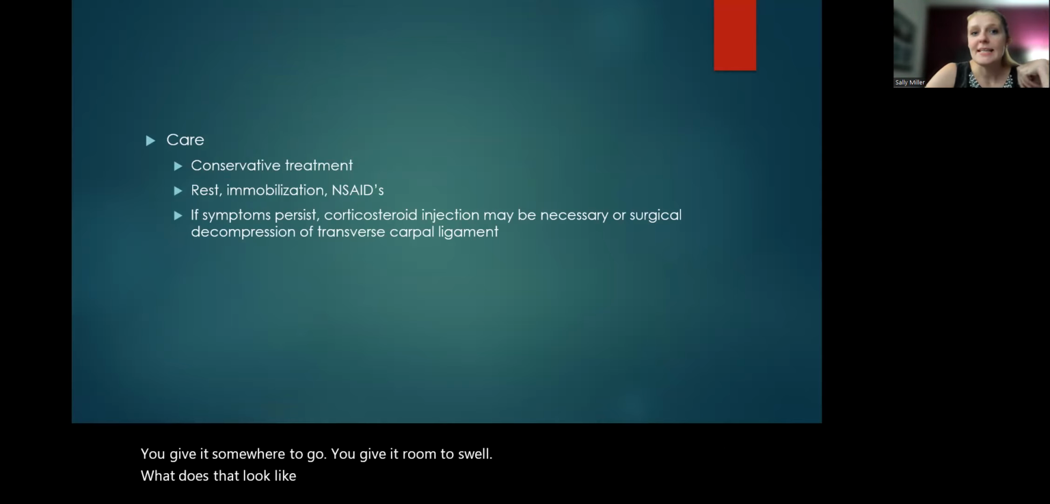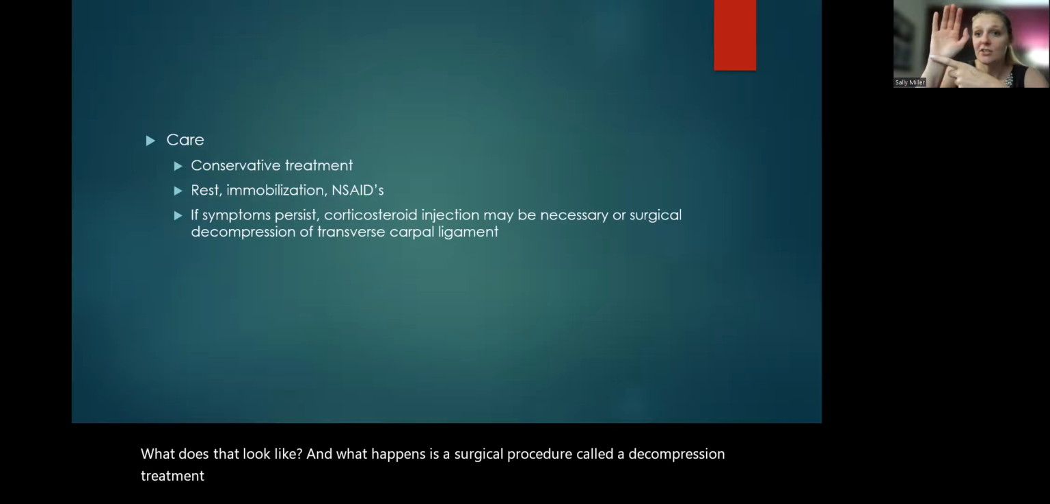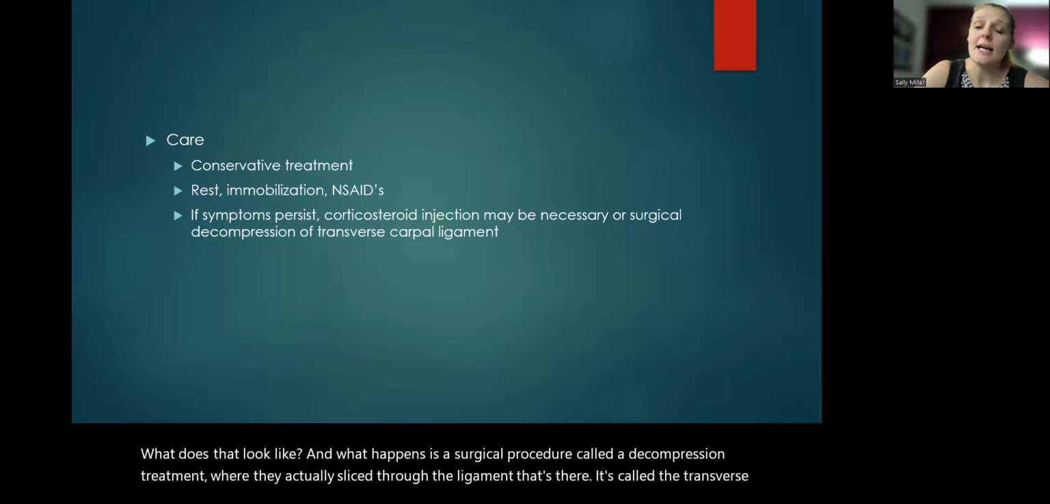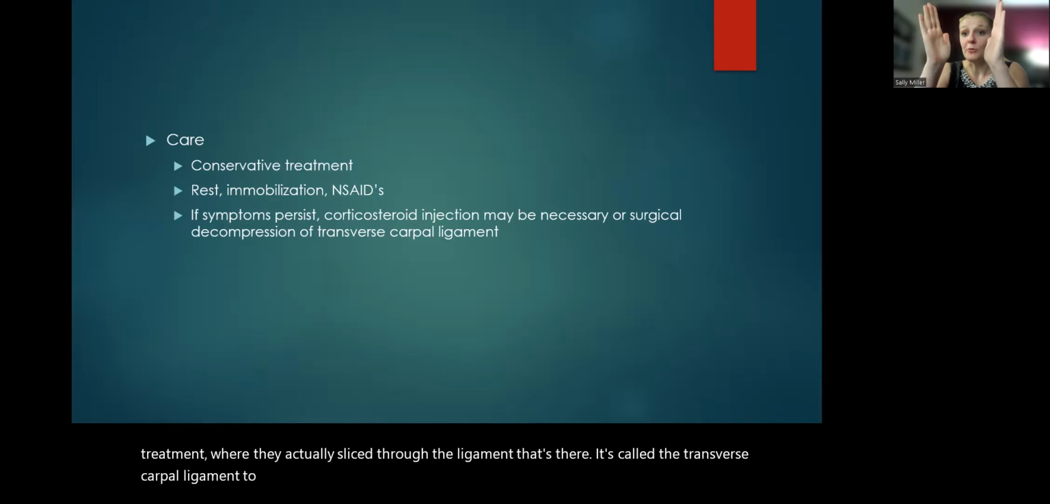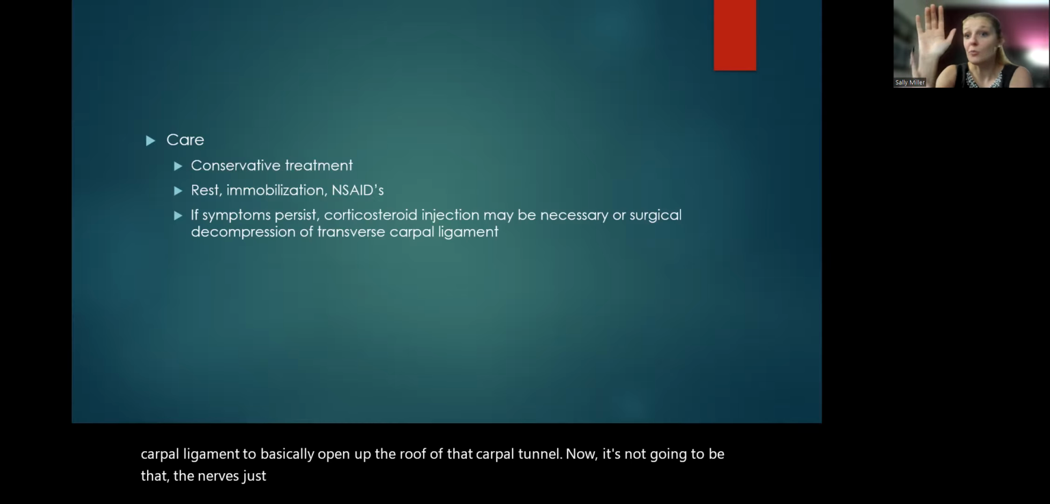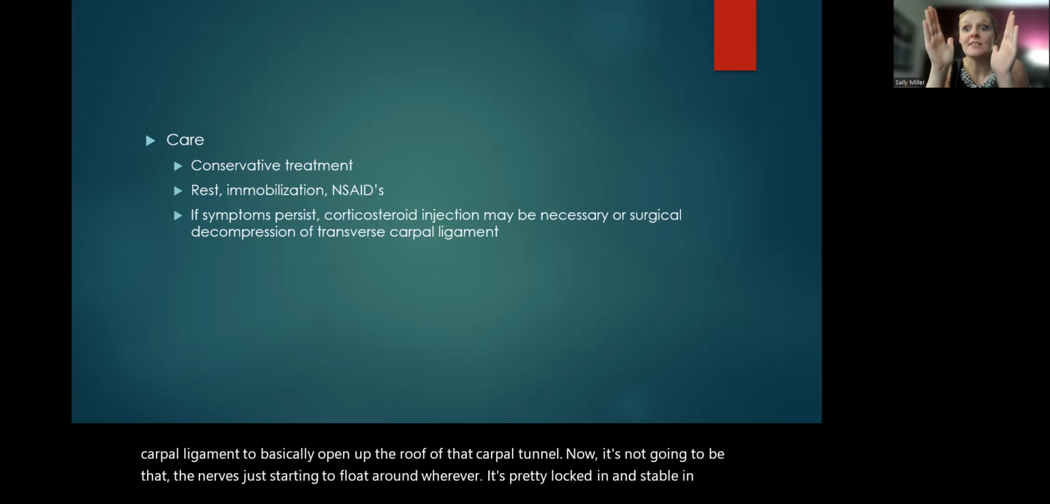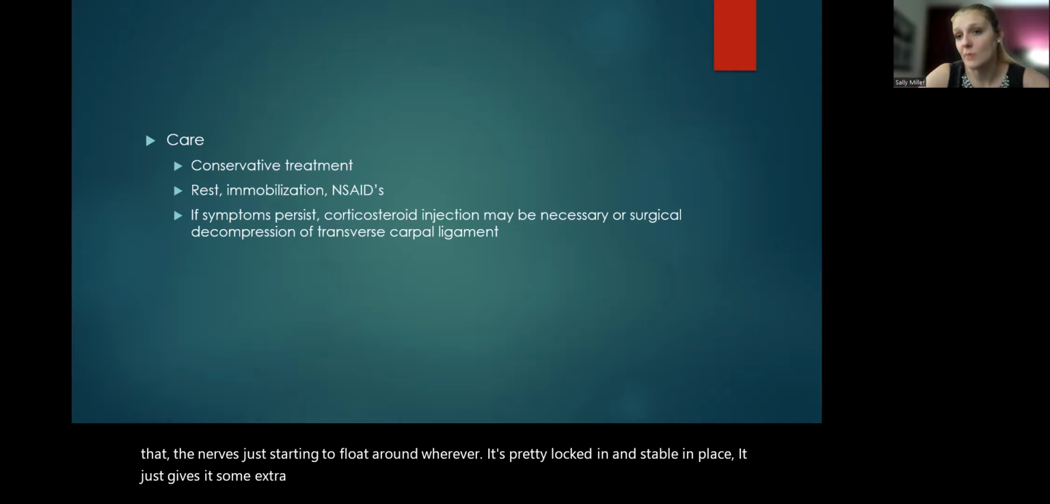What happens is a surgical procedure called a decompression treatment, where they actually slice through the ligament that's there. It's called the transverse carpal ligament, to basically open up the roof of that carpal tunnel. Now, it's not going to be that the nerve's just starting to float around wherever. It's pretty locked in and stable in place. It just gives it some extra room if it needs to swell.